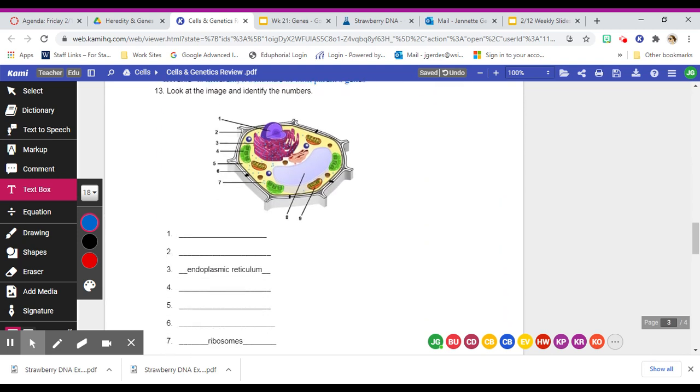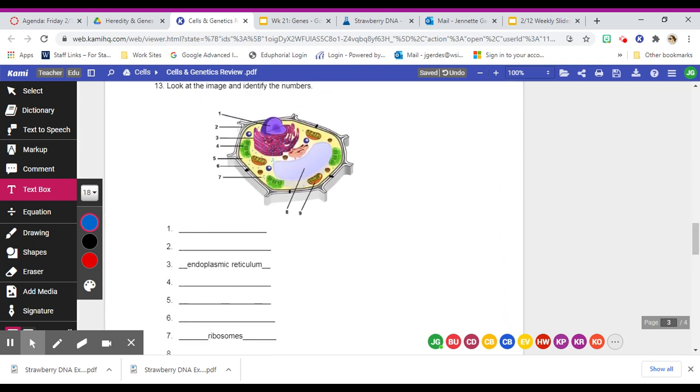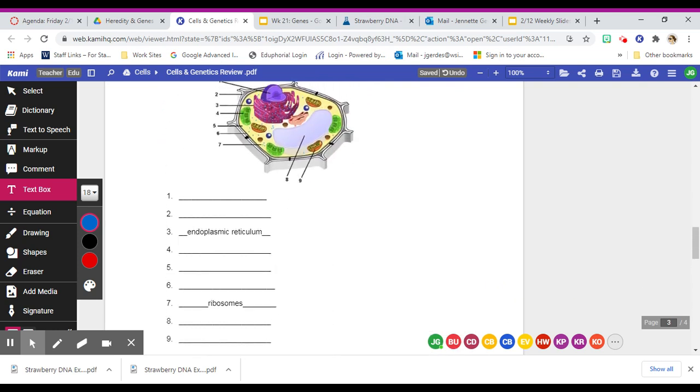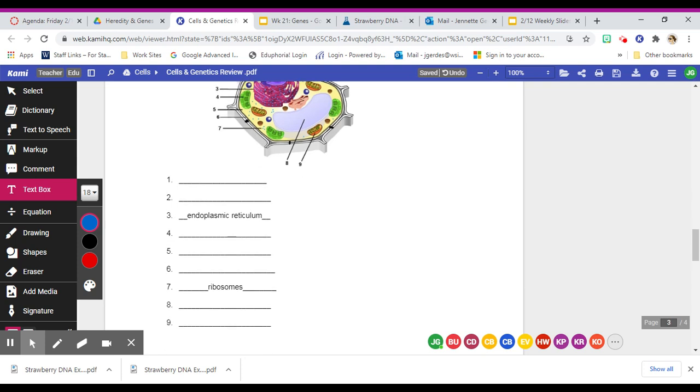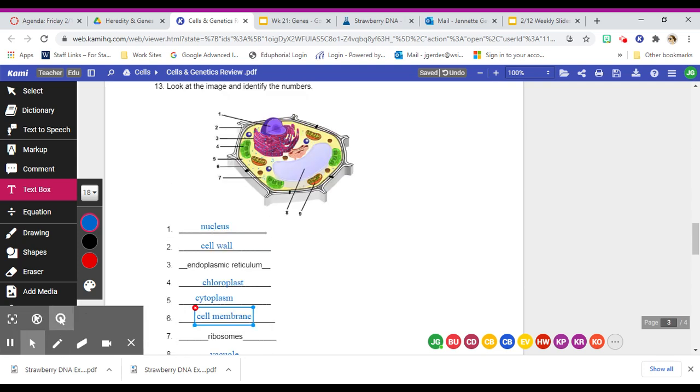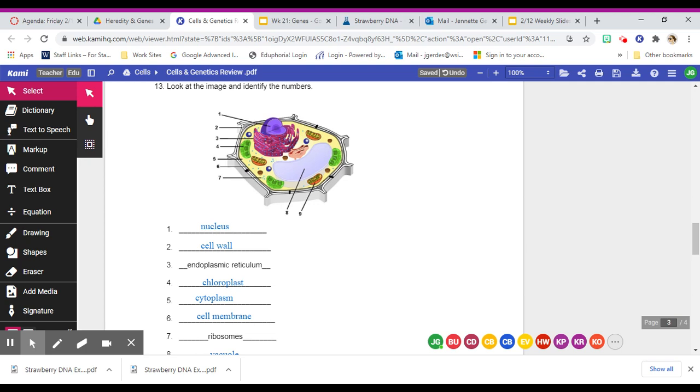The next question, this is the one that you're filling in the organelles. So I'm going to pause the video. I'm going to type them in and you can double check that you had them right. Okay, I've typed them up. So number 1, it's pointing towards the nucleus. So number 1 is the nucleus. Maybe this one's better. The nucleus, okay?